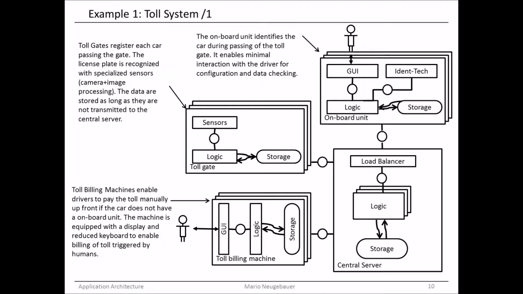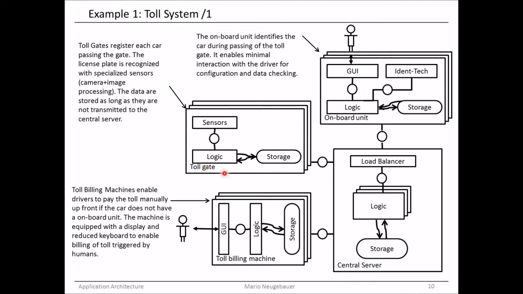Here in this application, I added a load balancer. Load balancer means that you have a certain component which is a central point all incoming events go to, and then from this load balancer the events, the data are distributed to maybe different logic components such that the load is balanced over many of these logic components. There are in this application three different distributed units. One unit is of course the toll gate.